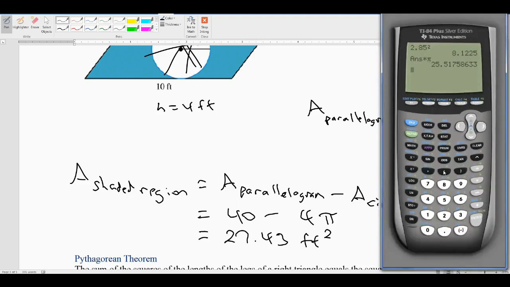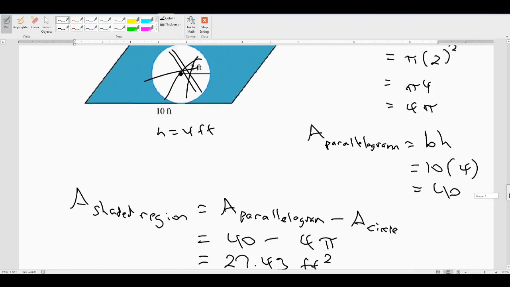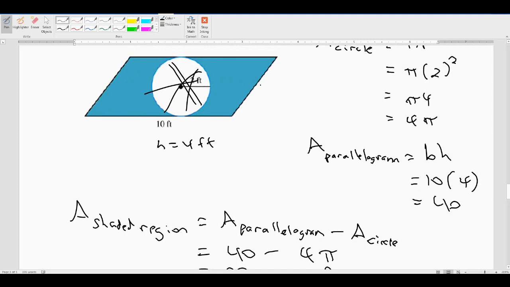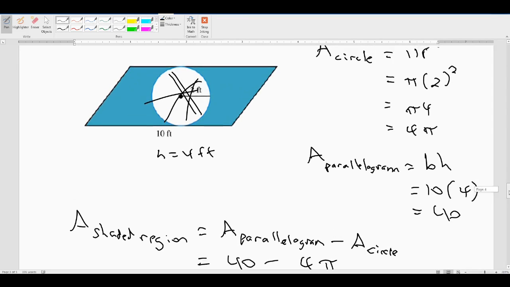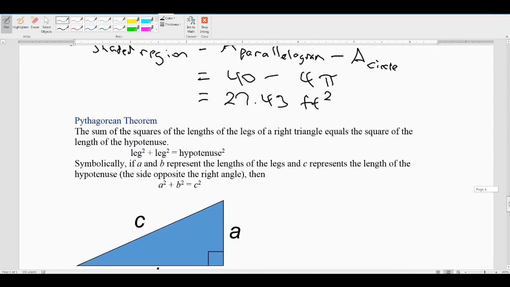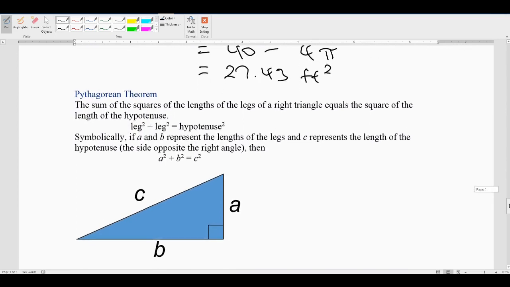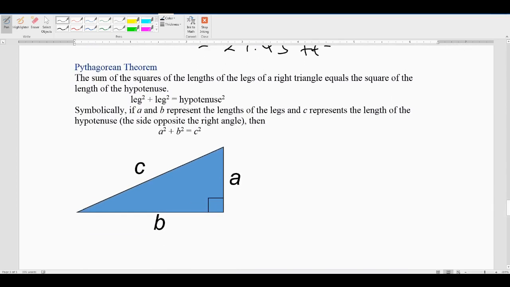Using a graphing calculator, it's a little bit easier. 40 minus 4 pi. You can see it's a lot easier to do that with this calculator. So watch out for those kinds of problems. Use the information that you know about circles and parallelograms, areas, whatever it may be. And the last topic we're going to talk about is the Pythagorean Theorem. This is mainly for triangles.